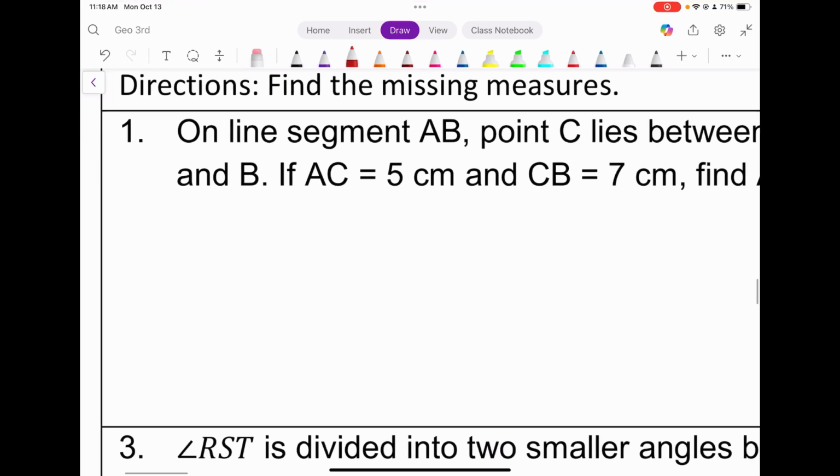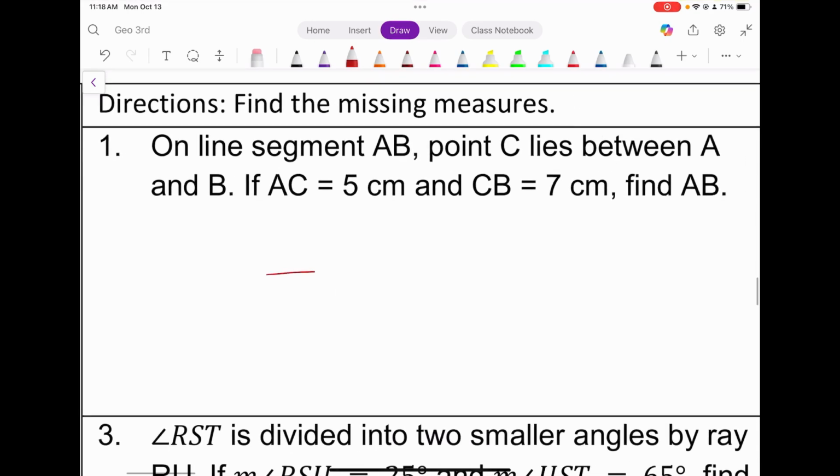So problem 1 here says on a line segment AB, point C lies between A and B. It says that AC has a length of 5, CB has a length of 7, so therefore for the entire length, we simply add up the 5 and 7, that gives us the whole length, which is 12.